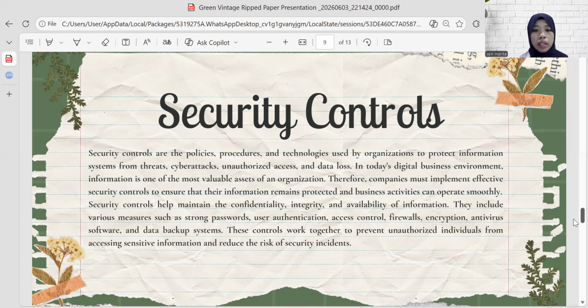Security controls help to maintain the confidentiality, integrity, and availability of information. They include various methods such as strong passwords, user authentication, access control, firewalls, encryption software, and data backup systems. These controls work together to protect against unauthorized individuals accessing sensitive information and reduce the risk of security incidents. So this is about security control.